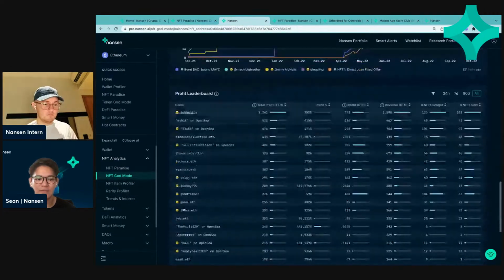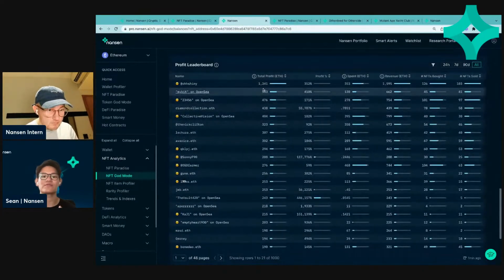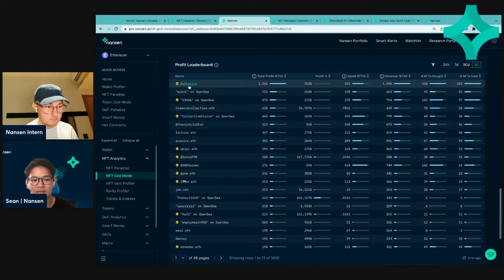So if you're looking at Mutant Ape right now, this would be the profit leaderboard for Mutant Ape. So how much profit have people made just based on this collection itself? It's really interesting to see this smart money over here making 1.2K in ETH. You can see how many he's bought, which is 126, and he's sold 103 to generate that kind of profit that he's making.